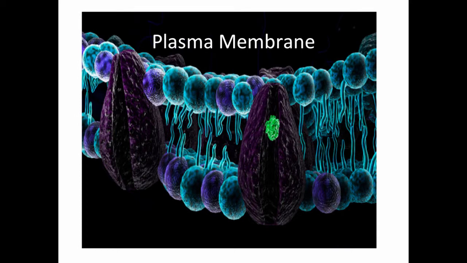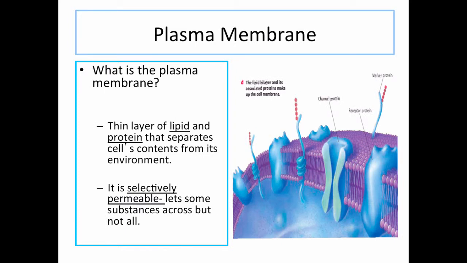Okay, today's video lesson is on the plasma membrane. We know all living things have a plasma membrane, so it's something that every single living organism has. What is a plasma membrane? It's a very thin layer of lipids and proteins that separates the cell from its contents around it.